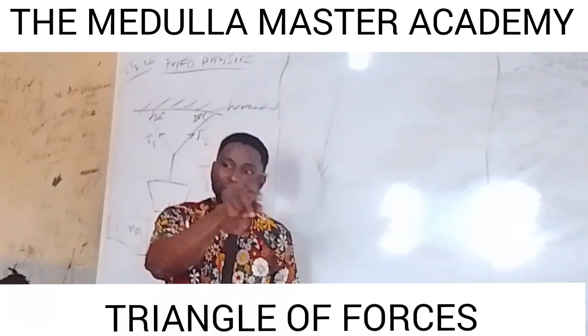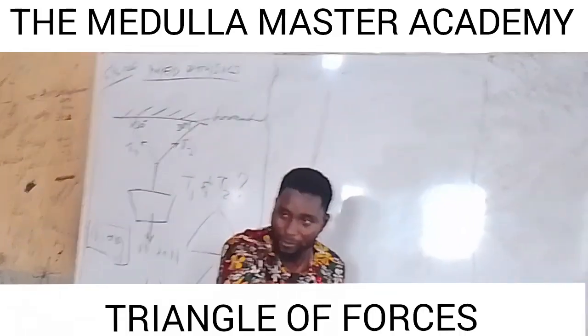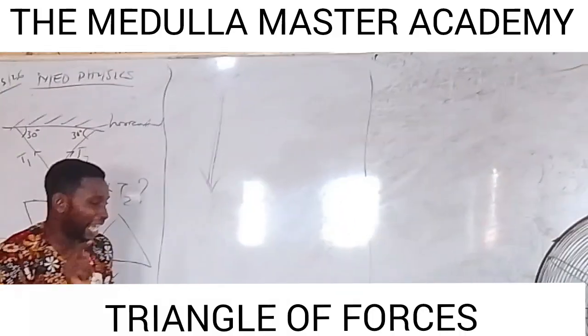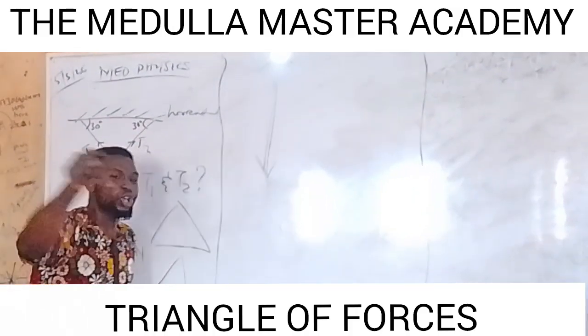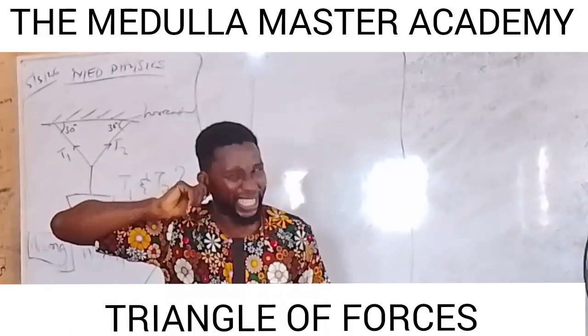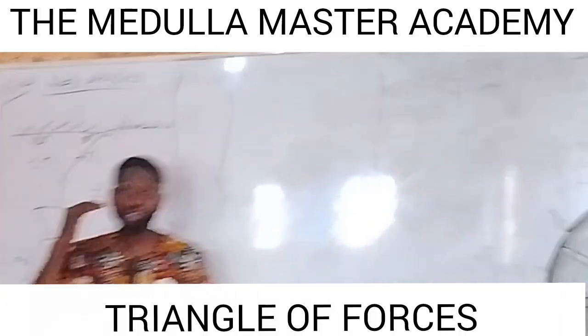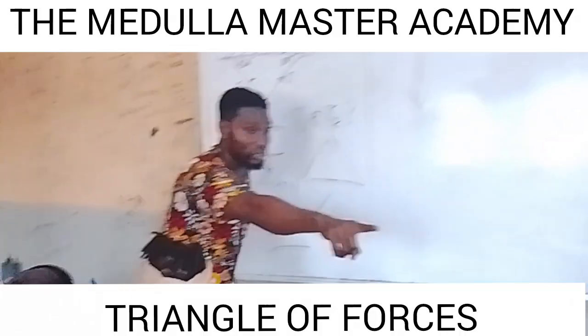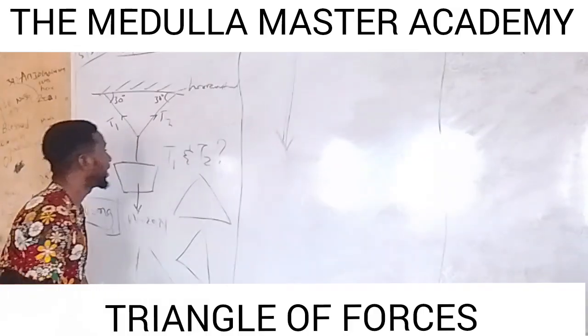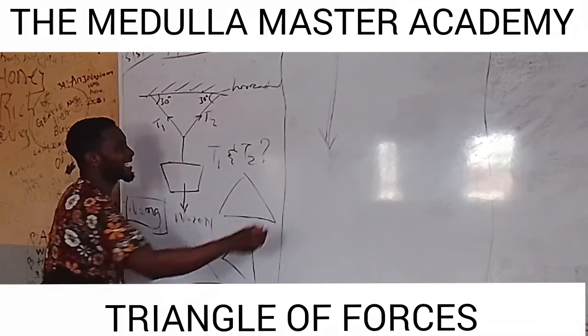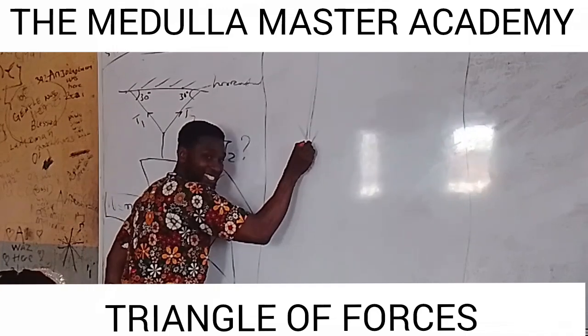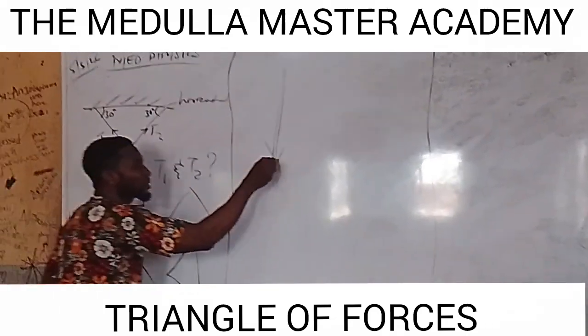Draw the second line to represent what? The second force in the given direction. Please, don't just draw any line indiscriminately. Don't draw it sheepishly. Such that what? The second side begins where the first one ends. This is where this one ends, so the second one will now start from here.